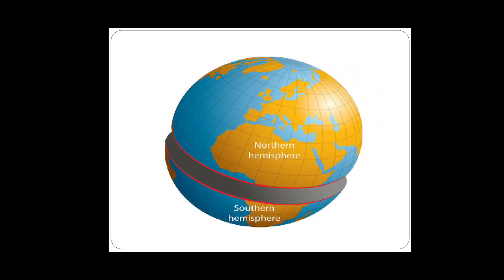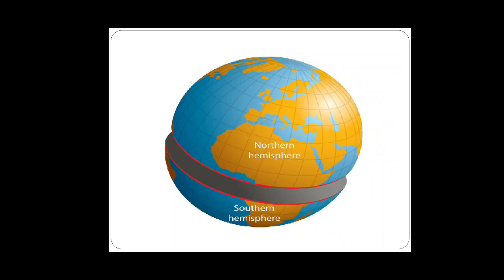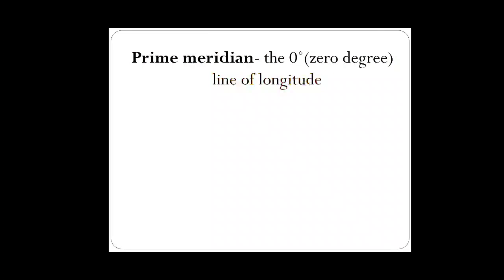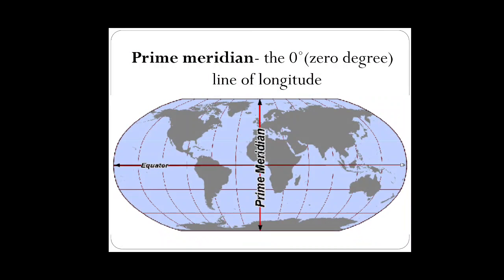Okay. The next topic is prime meridian. Prime meridian is also an imaginary line which runs from north pole to south pole, and divides the earth into two hemispheres. Like the equator, but it divides the earth into eastern hemisphere and western hemisphere.